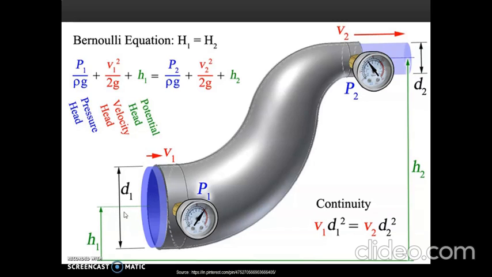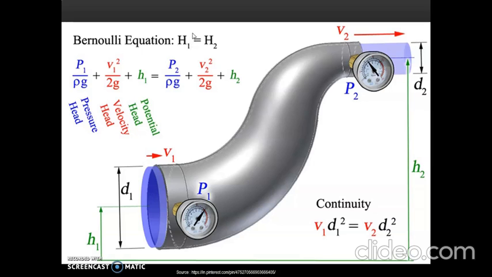Here there is one more term which we need to define, that is datum head. Datum head is nothing but the distance between the center of this pipe and the datum line. Here this green line shows the reference line or the datum line, and the distance between this datum line and the center of the pipe is H1, and the distance between the datum line and the center at section 2 is H2.